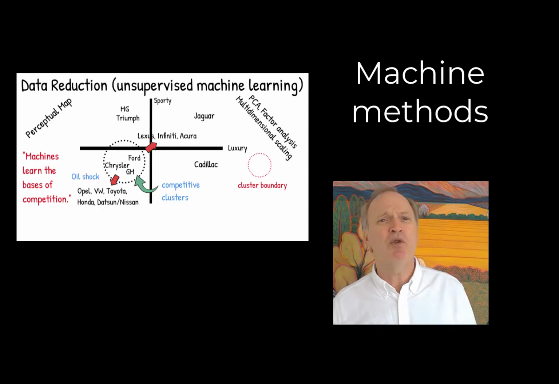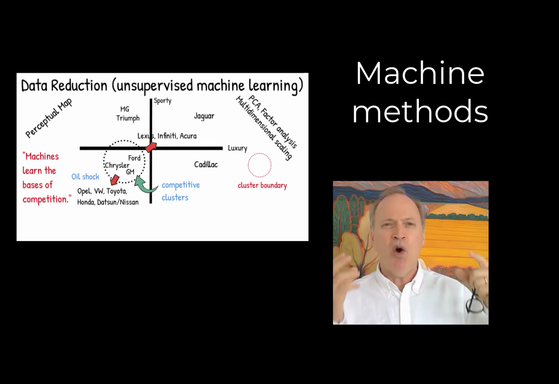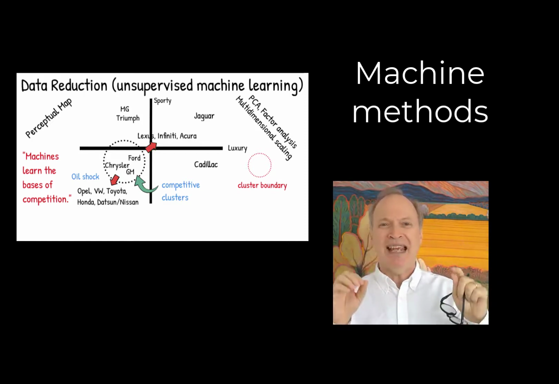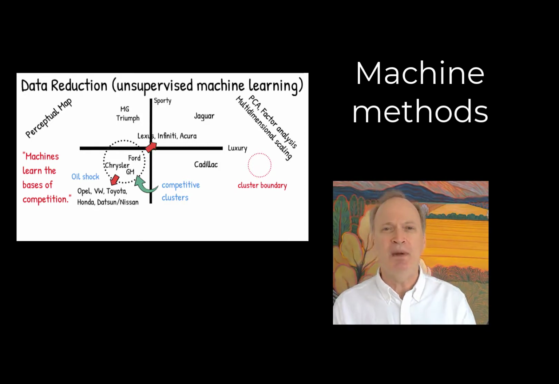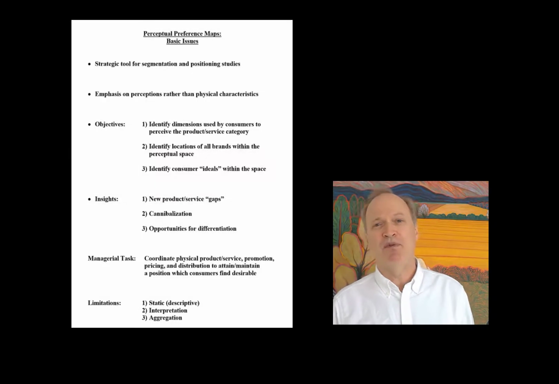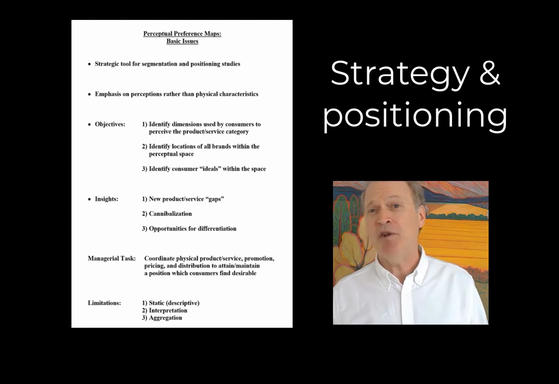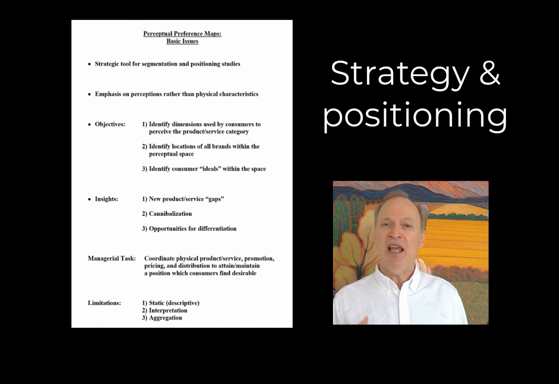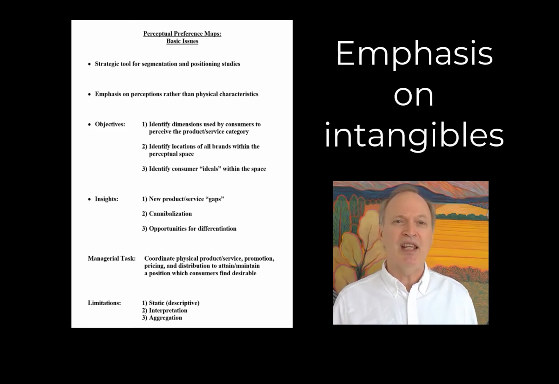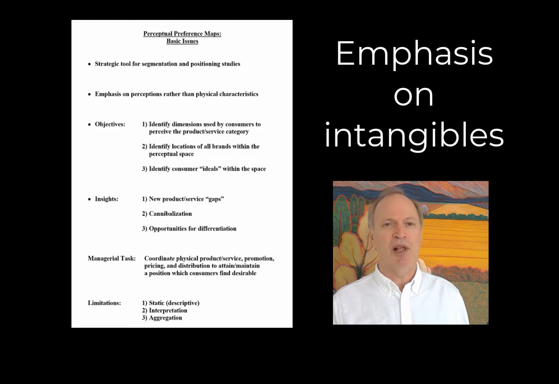So what are perceptual maps? Perceptual maps are photographs in time of how humans perceive the world. It's literally trying to measure human data reduction strategies. Okay, so what do we use these perceptual maps for? We use them for strategic planning purposes, especially for segmentation and positioning studies. The big difference between this and earlier technology is it doesn't stress tangibles. Rather, it stresses the psychological or non-tangible aspects of a product. That's called benchmarking when we do that.